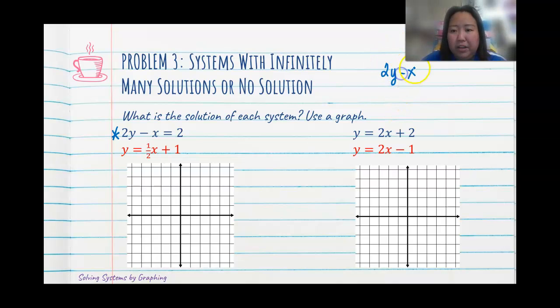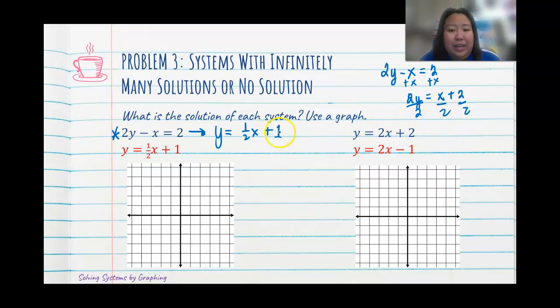So 2y minus x is equal to 2. We need y to be by itself. So the first thing we need to do is transfer the x to the other side. So we will have a plus x on both sides. Now this will be 2y is equal to x plus 2, correct? And we only need y to be by itself, so we divide everything by 2. And so this can now be written as y is equal to x over 2, or 1 over 2 x, and then plus 2 over 2 is just 1.